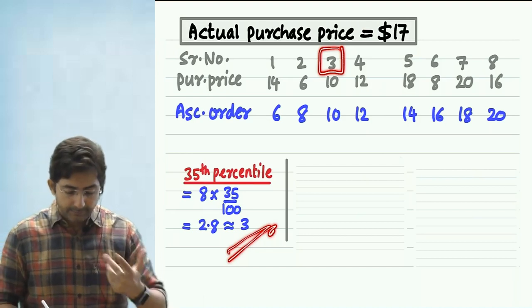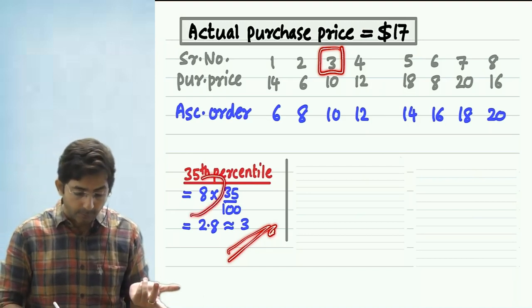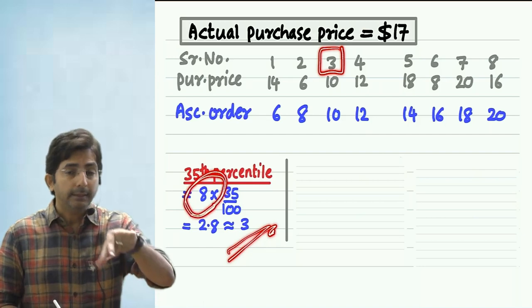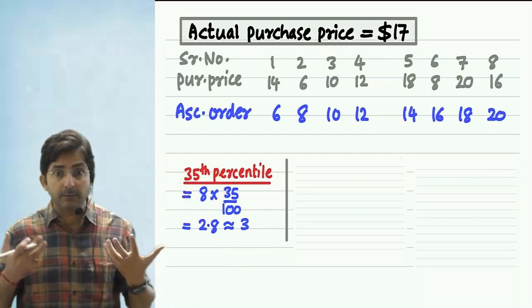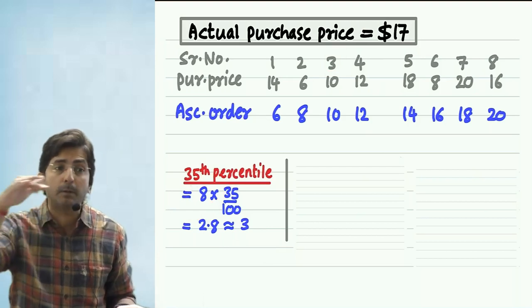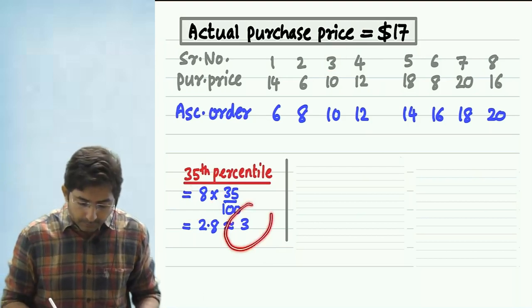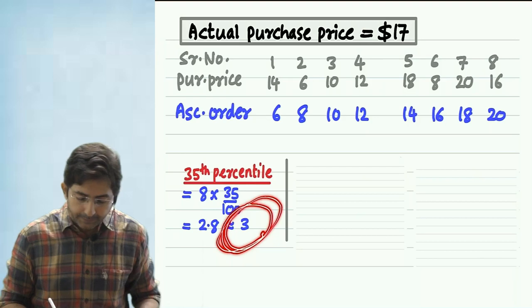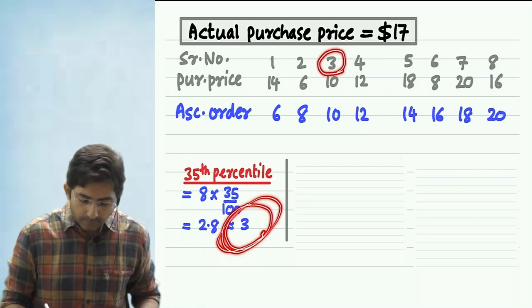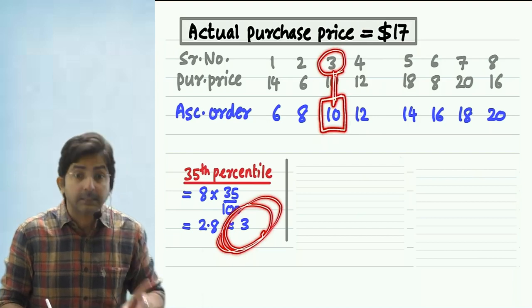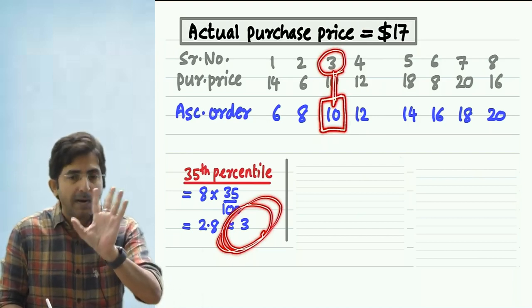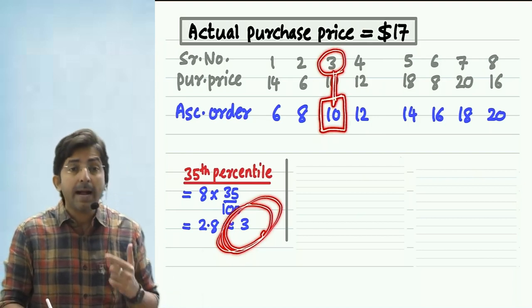Okay. And anyways, that 35% was taken from the serial number column. In the serial number, there were 8 varieties. So obviously the answer which I get, I have to search in the serial number column. So in the serial number column, if you search 3, you select this amount. And against this, what was the price in ascending order? I will mark that.